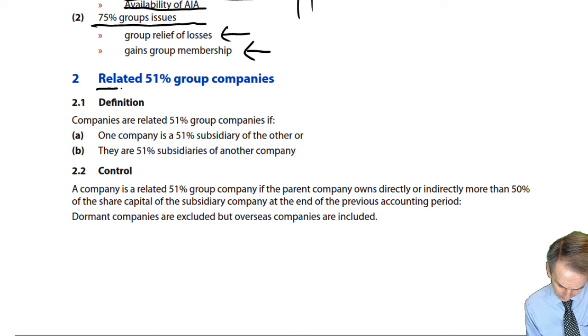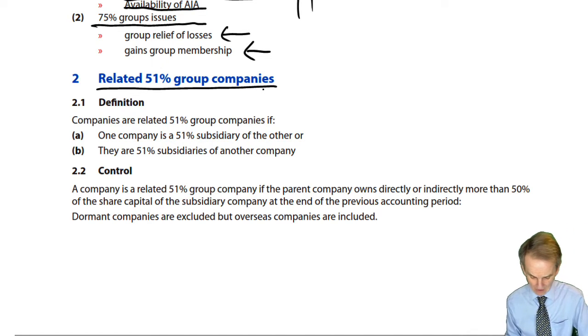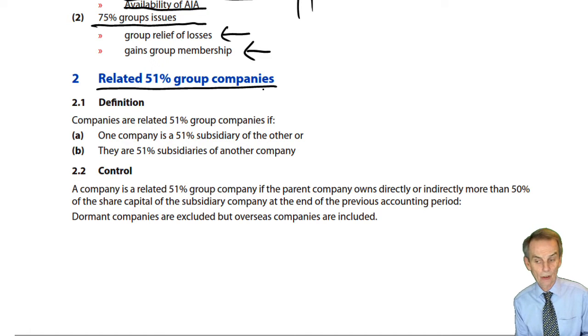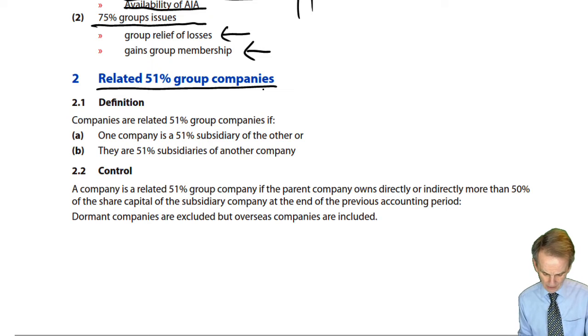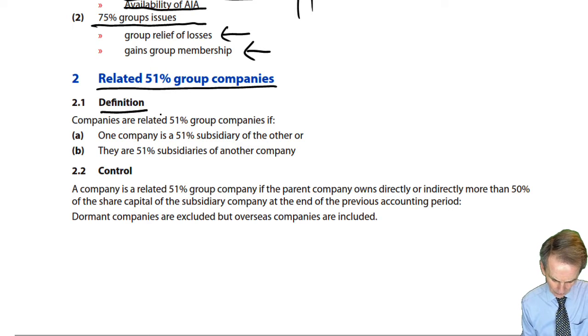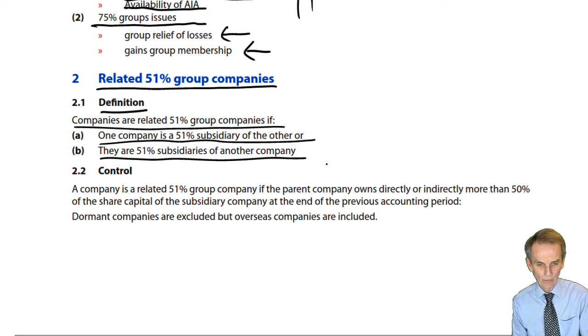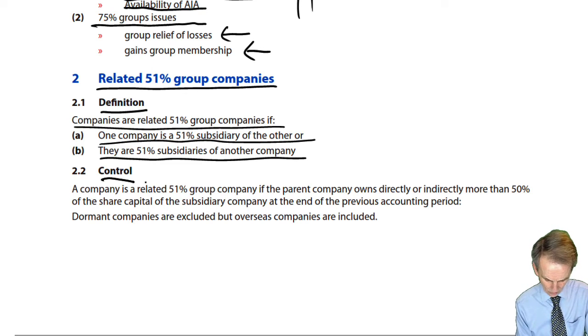First issue here, related 51% group companies there. Related 51% group companies. Now, again, back in chapter 16, we saw the definition. You may have paused the lecture yourself and gone back and had a look. But let's just remind you, first of all, the definition. Companies are related 51% group companies if one company is a 51% subsidiary of the other, or they are 51% subsidiaries of another company. Control.